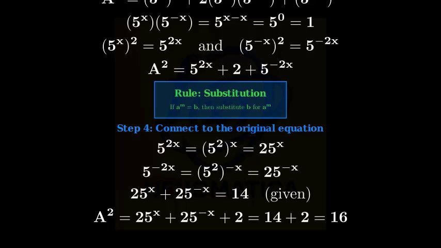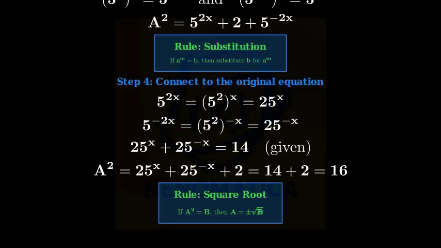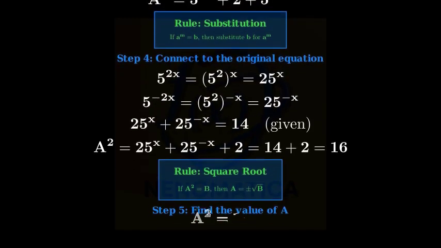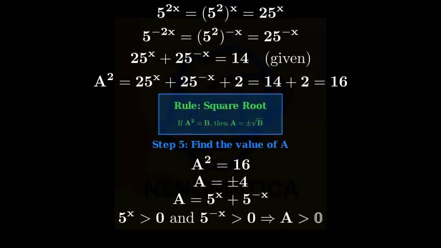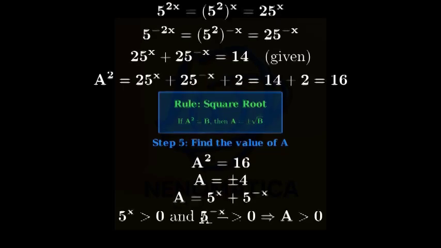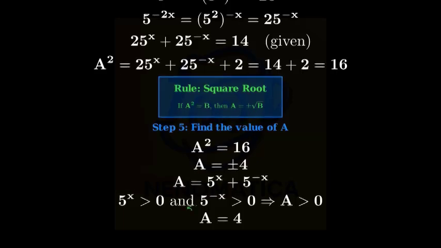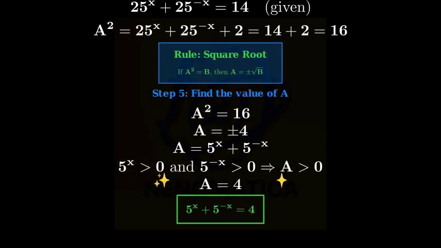For our fifth and final step, we'll solve for a by taking the square root of both sides. A squared equals 16, so a equals plus or minus 4. But we need to determine which value to use. Since a equals 5 to the power of x plus 5 to the power of negative x, and we know that any number raised to any power is always positive, both terms in our expression are positive. So their sum, which is a, must also be positive. Therefore, a equals positive 4. So we found that 5 to the power of x plus 5 to the power of negative x equals 4.